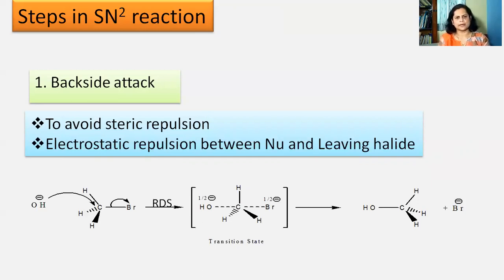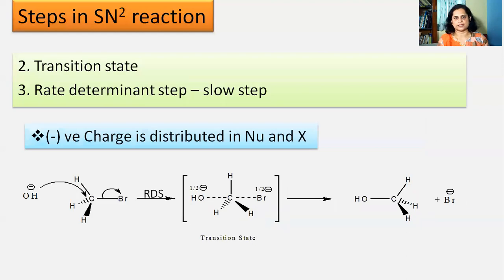The attack of OH minus on the carbon forms a big bond between the OH and carbon. So it is a slow step. The time required for the formation of that step is more, and therefore that step is the rate determining step. RDS stands for rate determining step, and it is the formation of the transition state.